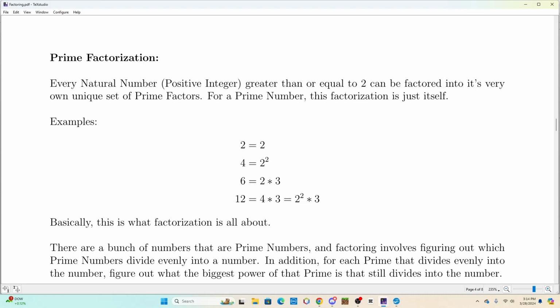There are a bunch of numbers that are prime numbers. Factoring involves figuring out which prime numbers divide evenly into a number, and then for each prime number that divides evenly into it, figuring out the biggest power of that prime that still divides evenly into the number.